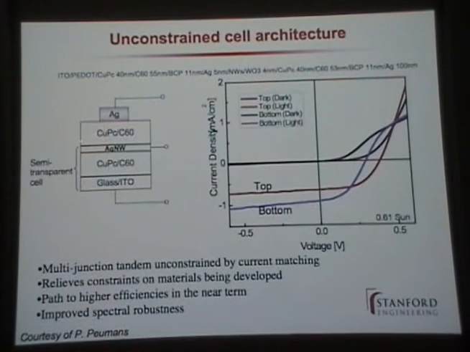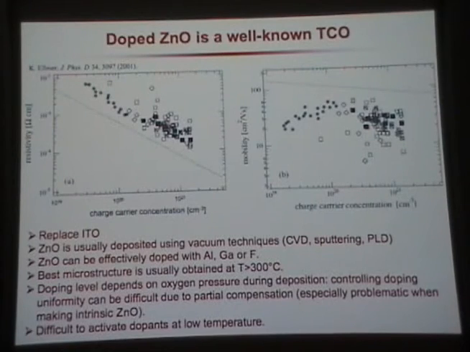So the key here is to be able to have something that's transparent and conductive enough in the plane, with a large enough sheet conductivity to get the charge away in the plane of the device. And also remember that we want to replace ITO. And so in my group we've been developing zinc oxide as a replacement for ITO, highly doped zinc oxide.